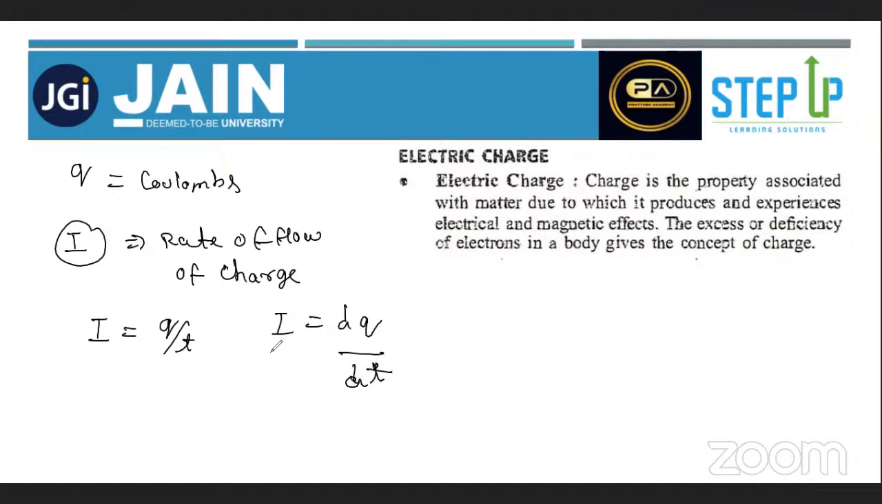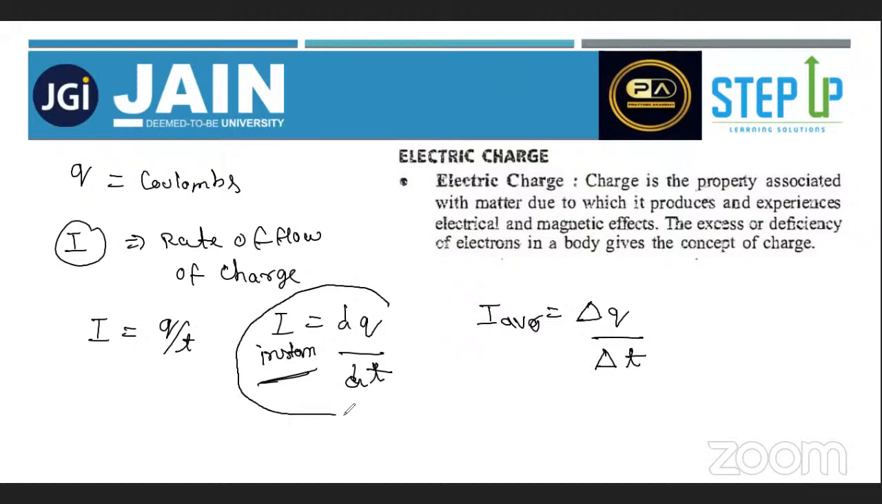This gives you instantaneous current. The normal formula where we have to find I average is delta Q upon delta T, that is change in charge by change in time. And here I'm differentiating Q with respect to time. This is differentiation of Q with respect to time. This is the first thing where we are talking about the rate of flow of charge.